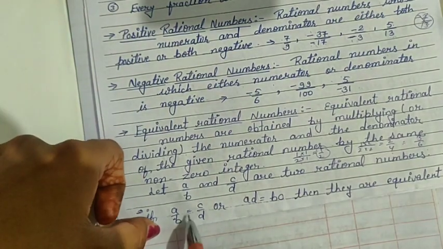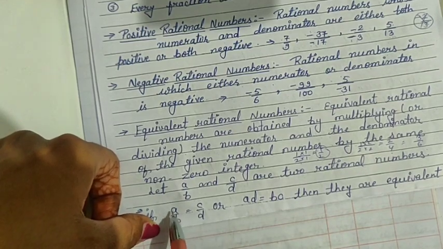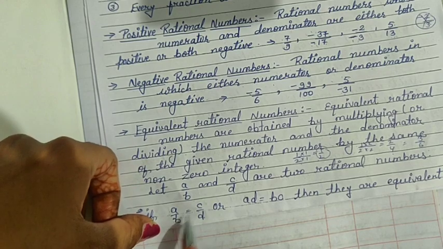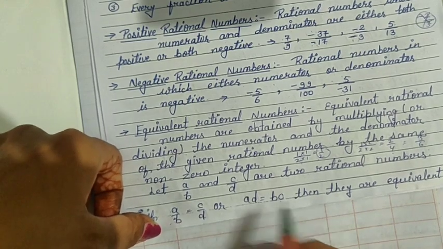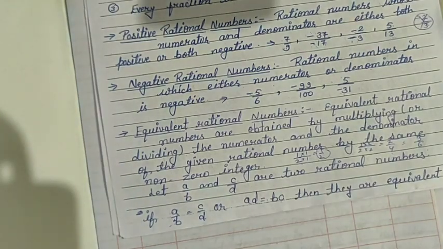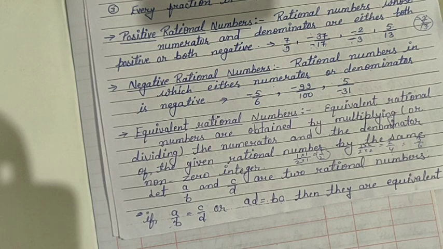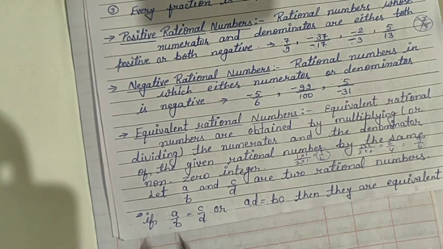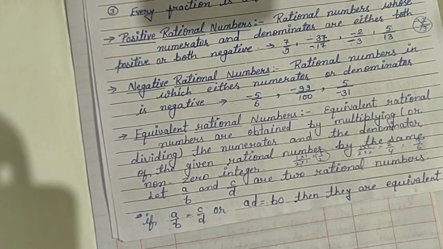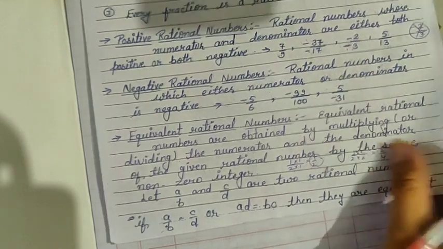If a upon b equals c upon d, then when we do cross multiplication, we get a into d, ad, equals b into c, bc. If ad equals bc, then they are equivalent, otherwise not. If we want to compare two rational numbers, then if their cross multiplication is the same, then they are equivalent rational numbers, otherwise not.